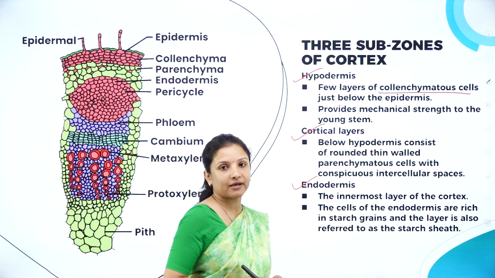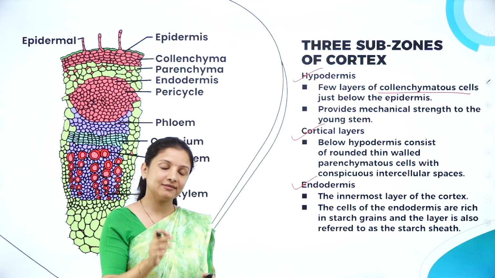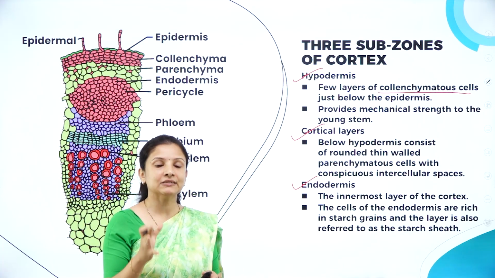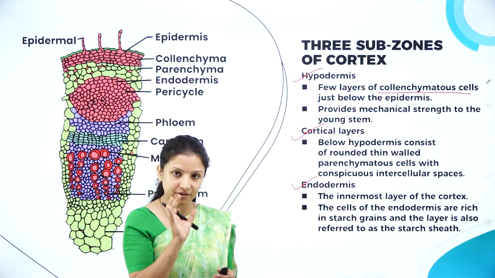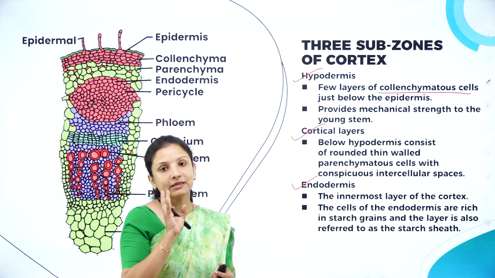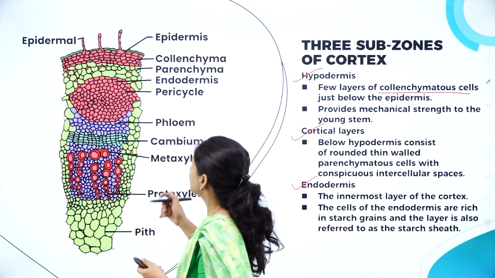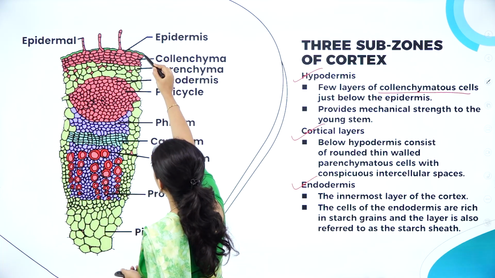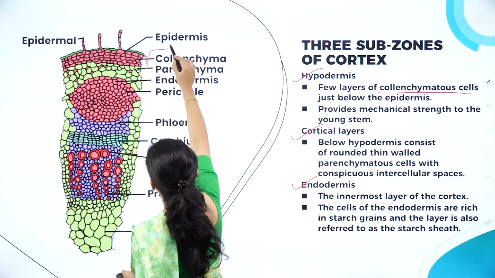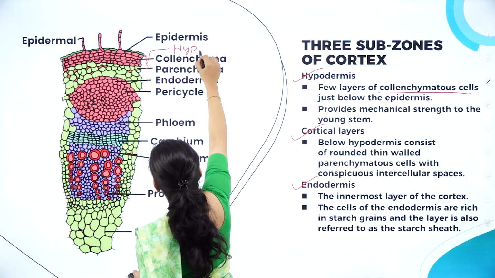So, what are collenchymatous cells? Collenchymatous cells are a kind of parenchyma cells where they have depositions around them. Therefore, there are no intercellular spaces between them. So, the first layer that is there, can you see below the epidermis, the first few layers that are there, that is called the hypodermis.